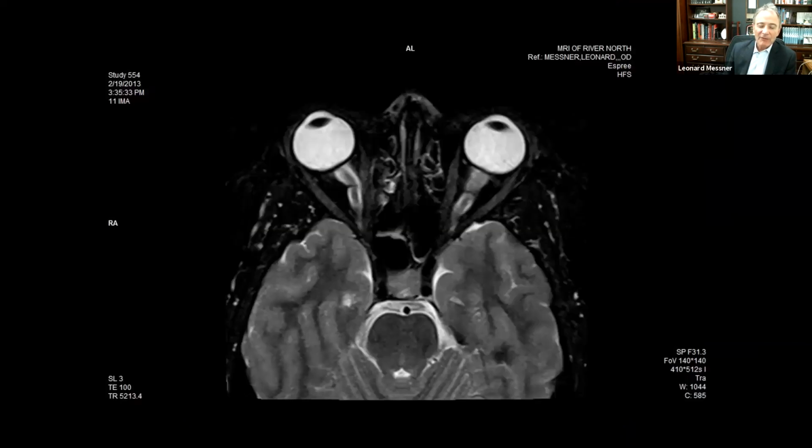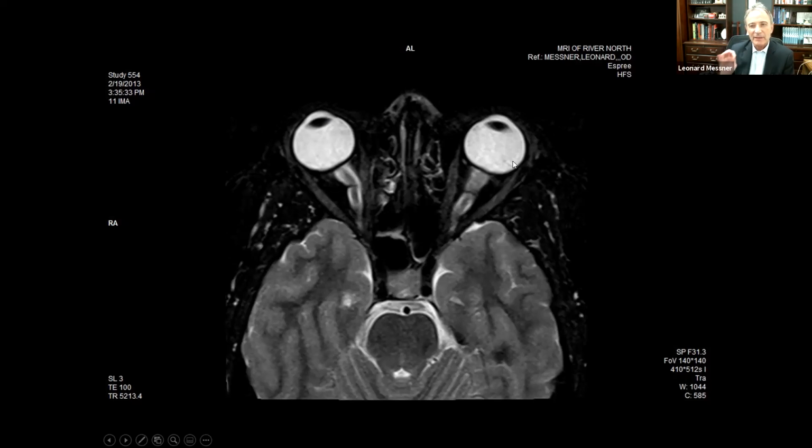Looking at the MRI findings, this is a T2 weighted image with fat suppression taken through the orbits. And what you can see, first of all, to orient everyone as it relates to the anatomy, here we can see the globe on the right side. Here we can see the globe on the left side. In addition to that, you see this flattening of the posterior sclera here on the right, here on the left.